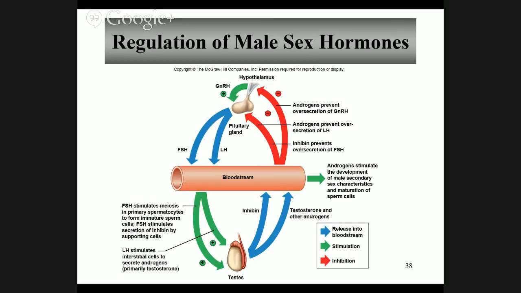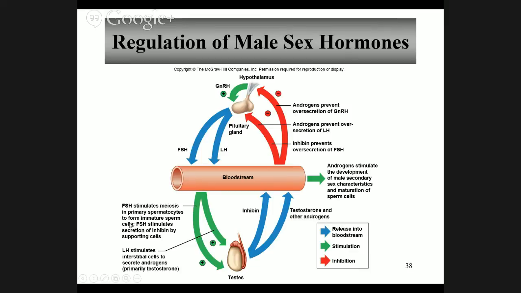And here's how regulation of the male sex hormones takes place. Androgens prevent the GnRH, gonadotropin-releasing hormone. It comes directly from the hypothalamus. That leads to a pathway, I guess, to follicle stimulating hormone and luteinizing hormone.